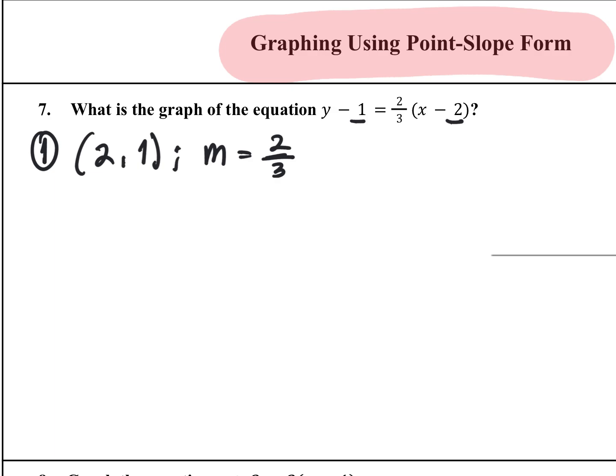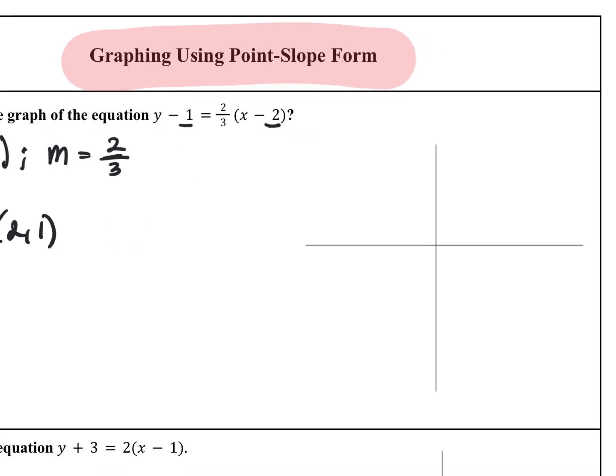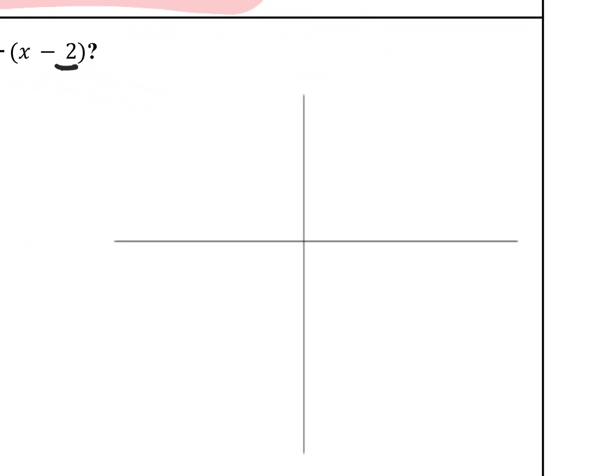Now that you have identified this one, the second thing that you're going to do is I would like you to plot 2, 1 on the graph. Okay, so here's our graph, 2, 1. Okay, 1 and 2, that's gonna be 2, and then 1, this is 1. So this is their meeting point.